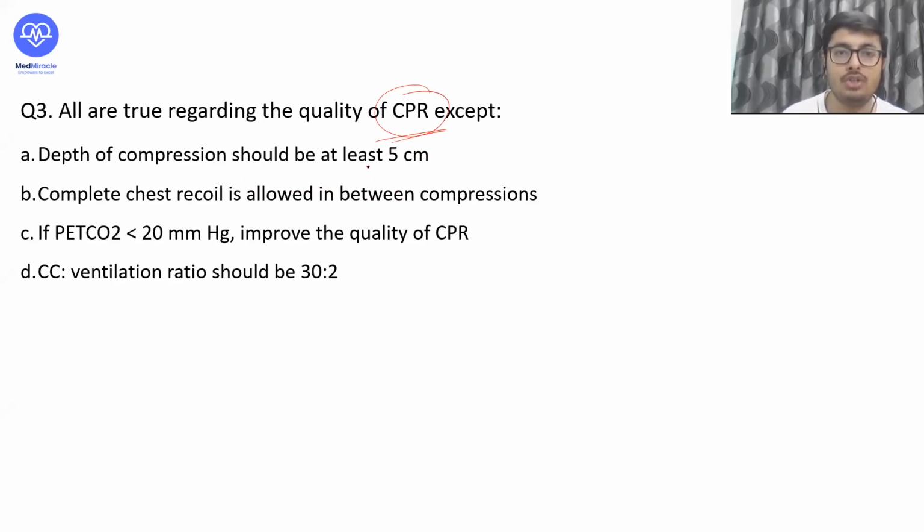Depth of compression should be at least 5 centimeters. Complete chest recoil is allowed between the compressions. The end tidal CO2 pressure, if it is less than 20 mmHg, then the quality of CPR needs to be improved. And the chest compression to ventilation ratio should be 30:2. Now, these all specifications which are mentioned in the options, they are regarding the quality of CPR.